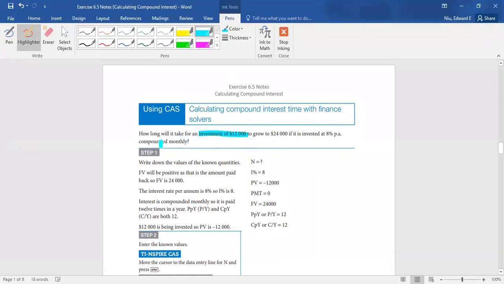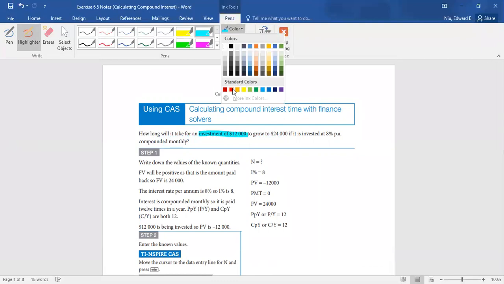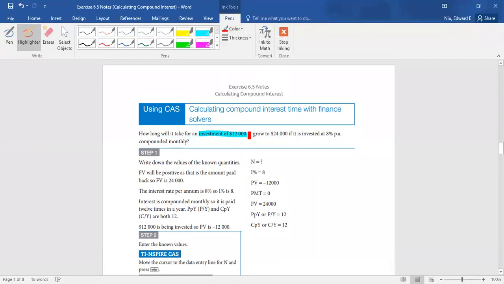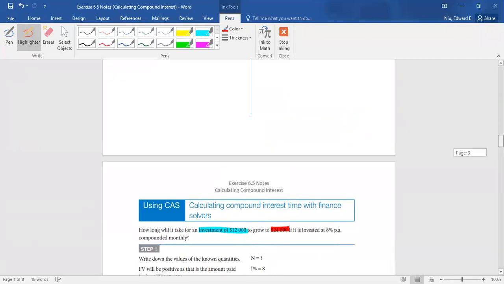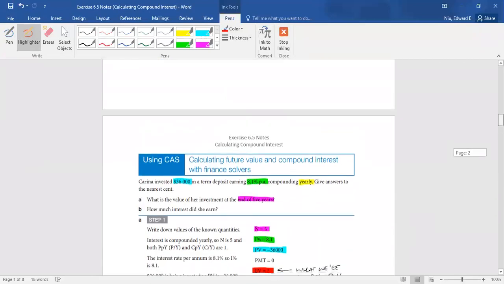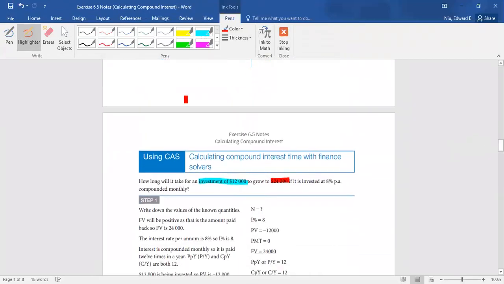But the question structure is a bit different. It's saying how long will it take for an investment of $12,000 to grow to $24,000? So previously we were trying to figure out the end value. Now it tells us the end value. The end value now is 24,000. So color coding is consistent. Invested at 8% per annum. What color did I use for that? Green and yellow. And the annual interest rate is 8%.